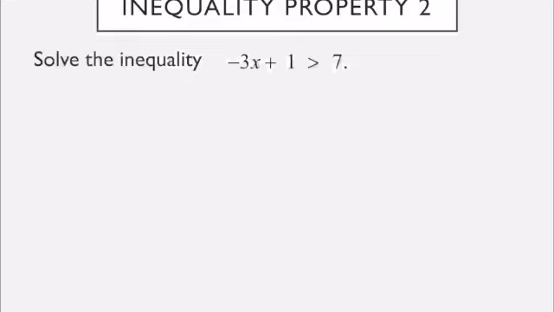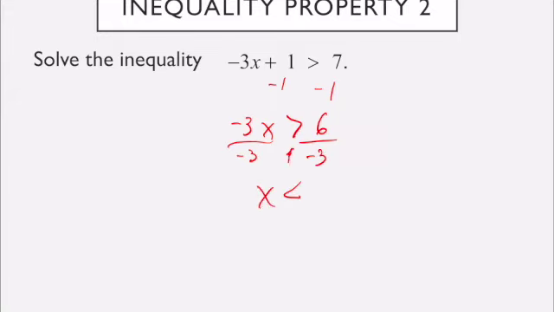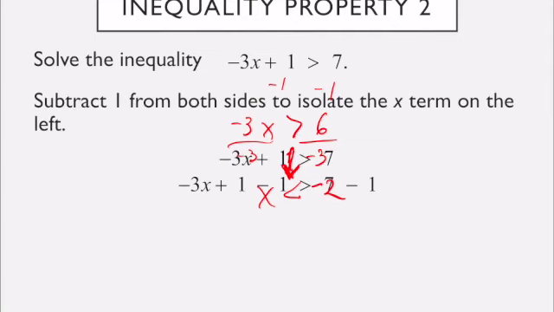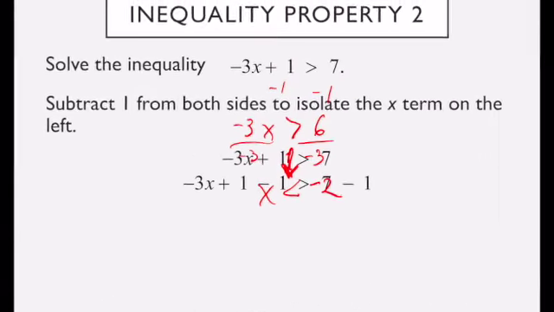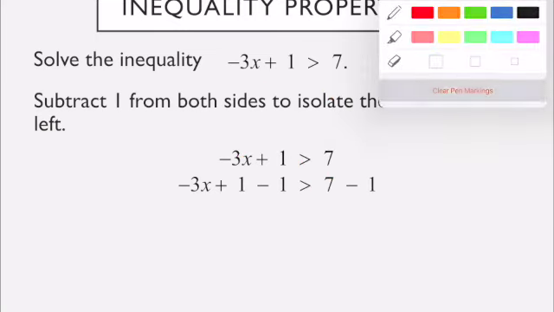All right, let's solve one more inequality. If I subtract 1 from both sides, that gives me -3x is greater than 6. Divide both sides by -3. That means x is less than, notice that I flip the sign, 6 divided by -3 is -2. And here it is worked out step by step so that when you're going through the PowerPoint on your own, you can see the steps.